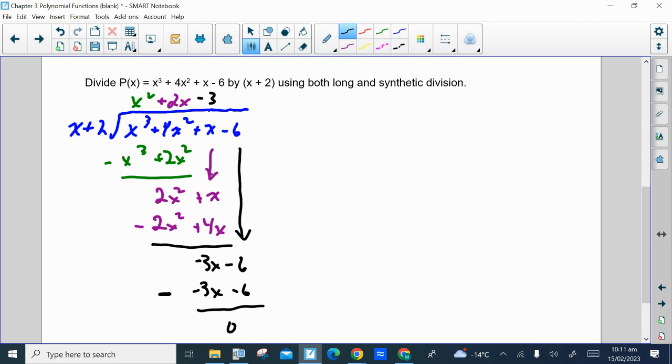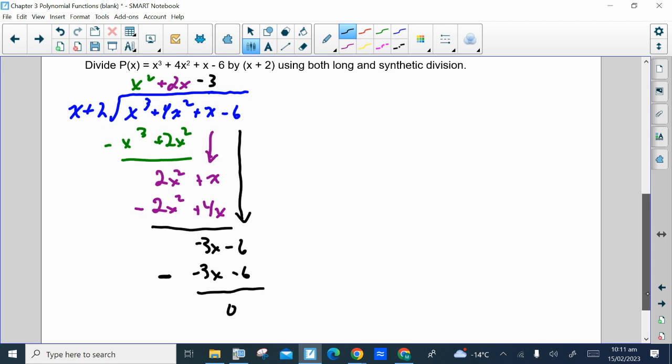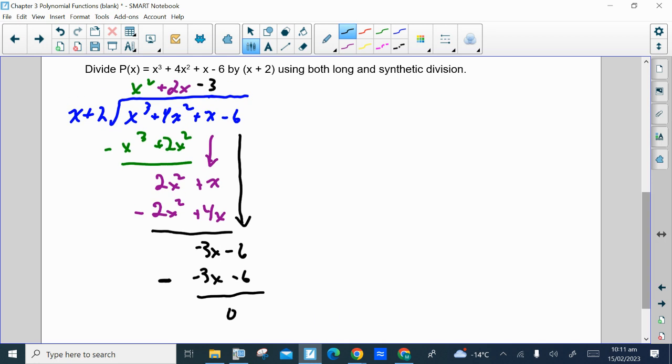Because we get a remainder of 0, this tells us that x plus 2 divides evenly into p of x. So that is long division. We did that yesterday. So now let's see how synthetic division works.